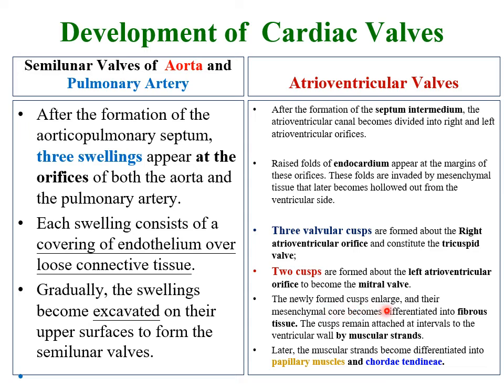The newly formed cusps enlarge and their mesenchymal core becomes differentiated into fibrous tissue, becoming tougher and stronger to withstand the dynamics of the ventricles. The cusps remain attached at intervals to the ventricles by muscular strands, and those muscular strands are very important, as we saw in the structure of the ventricles earlier. Those muscular strands become differentiated into papillary muscles and the chordae tendineae.